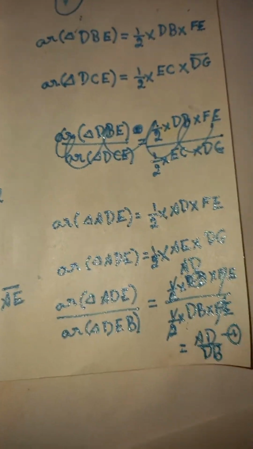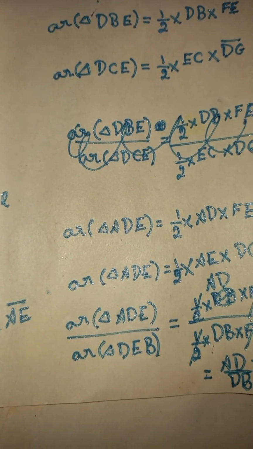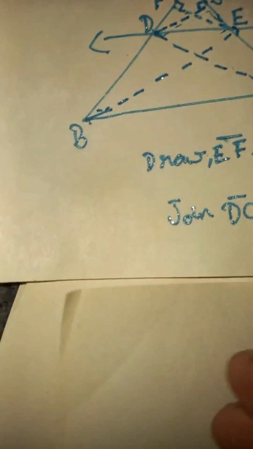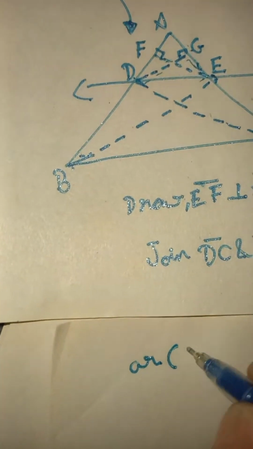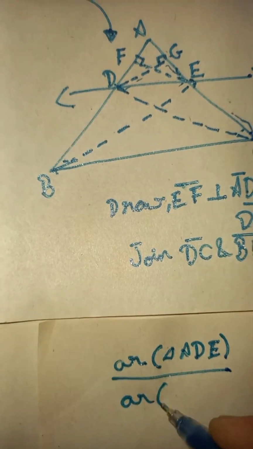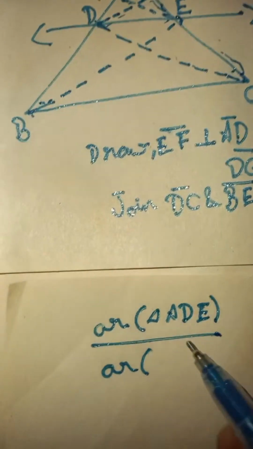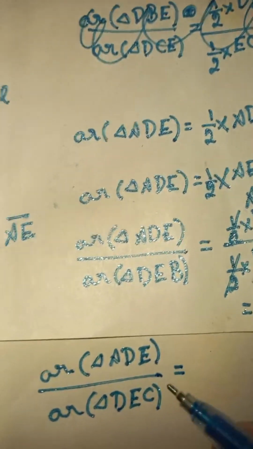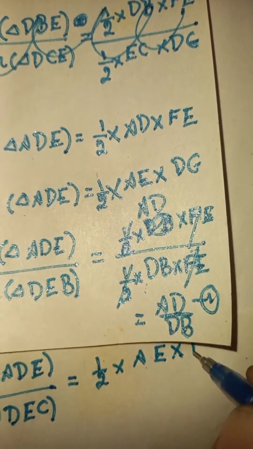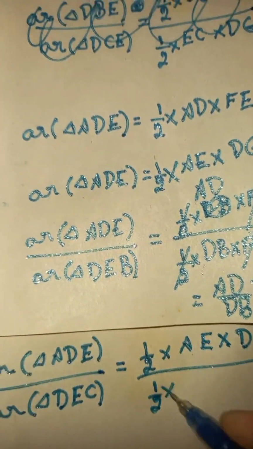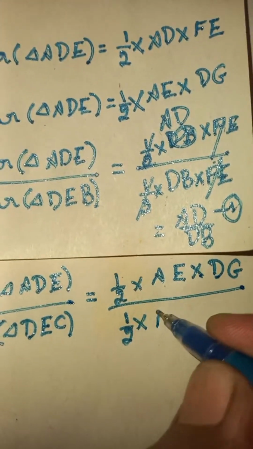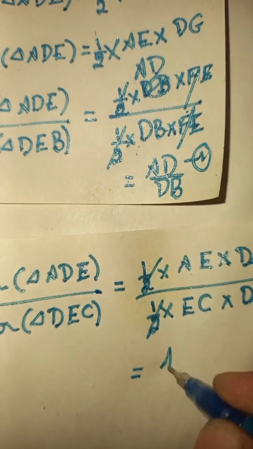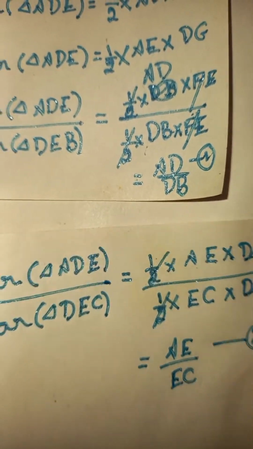Let's continue and take the second equation. Let's divide the area of triangle ADE by the area of triangle DEC. When you divide these two triangles, you get half times AE times DG divided by half times EC times DG. Now DG divides by DG, half by half, and this is equal to AE by EC. This becomes the second equation.